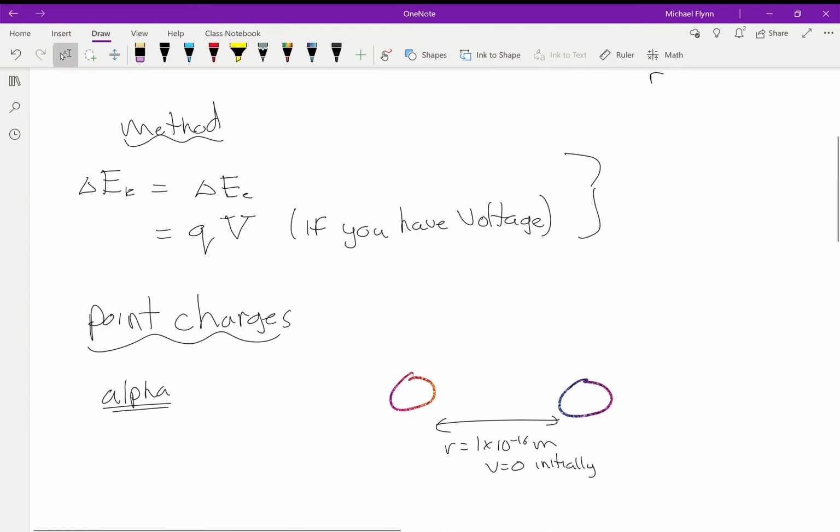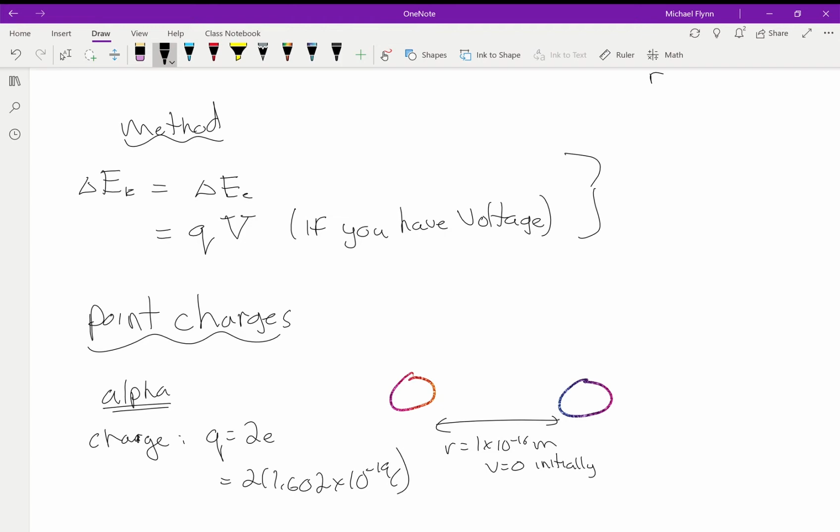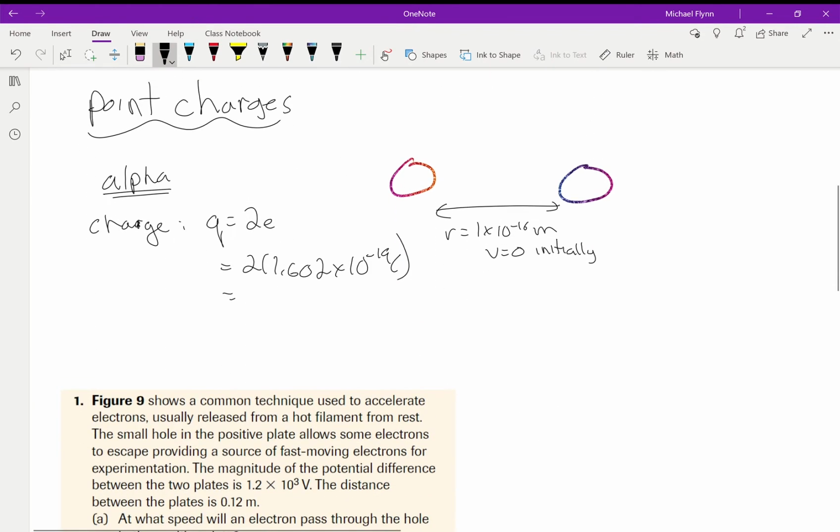The charge, which we're going to need, equals 2e, which is 2 times 1.602 times 10 to the negative 19 coulombs, right? And let's write down what that is right away.